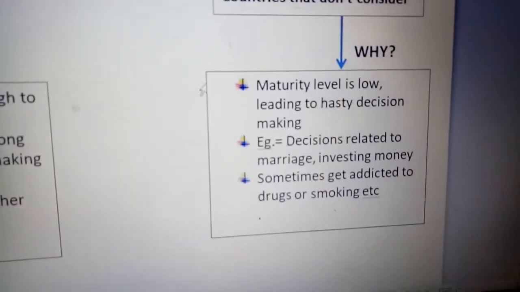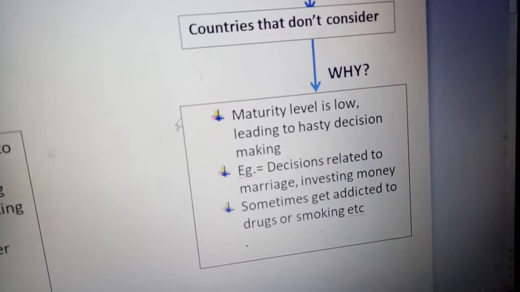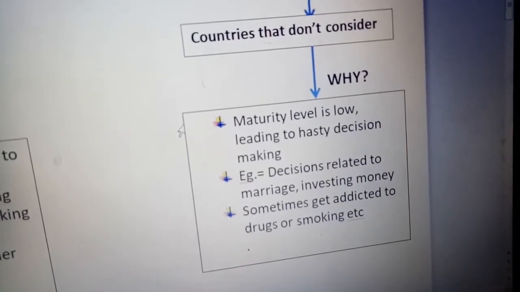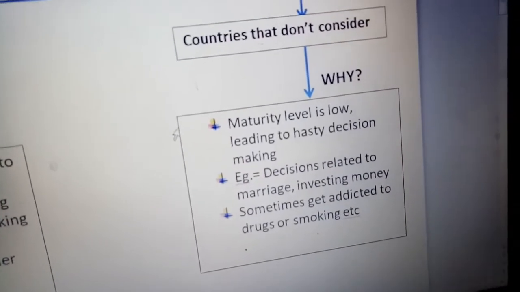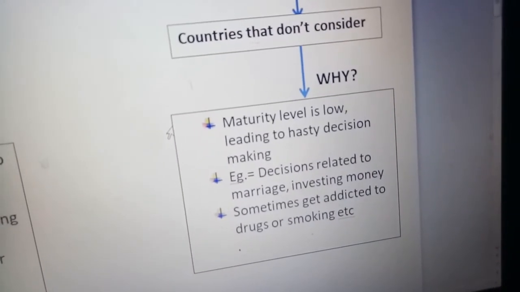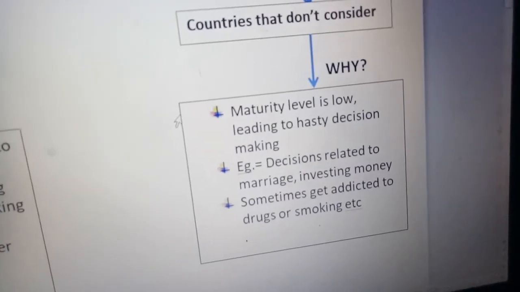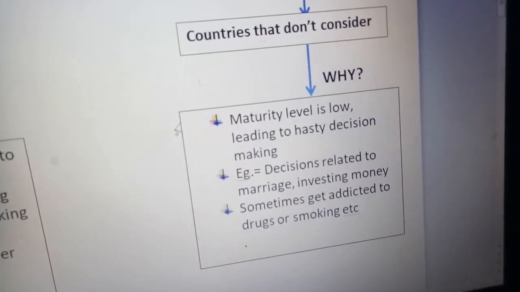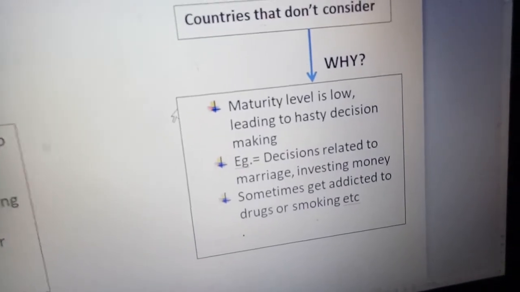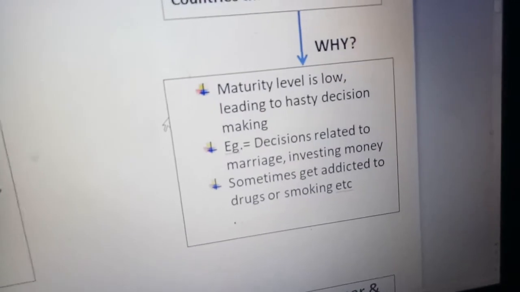Now, talking about the countries who do not consider them as adults. Why? Because their maturity level is low, so it may lead to hasty decision making. For example, decisions related to marriage, investing money. They sometimes get addicted to drugs or smoking, so they do not know what is good or bad for them. So these are the reasons that came to my mind in those 5 to 7 minutes.